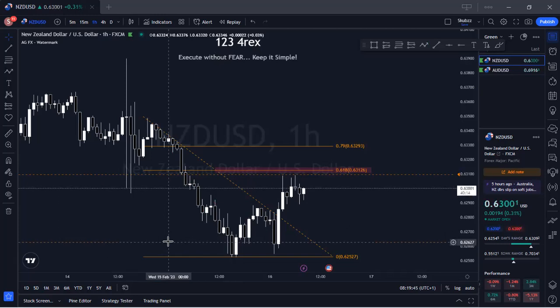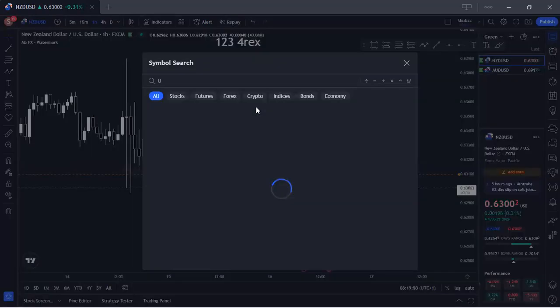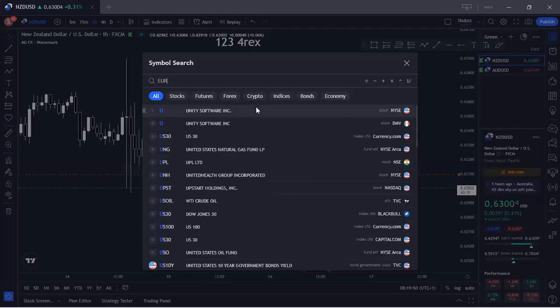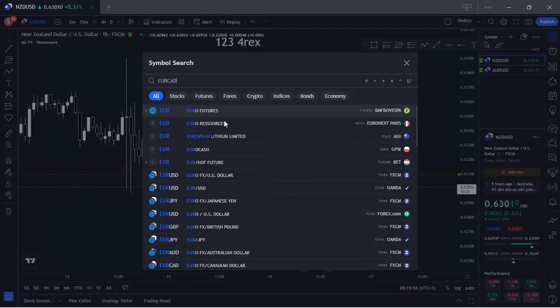That's EUR/CAD. On the 30 minutes time frame, do you think it might form a head and shoulders before dropping? Let me see.